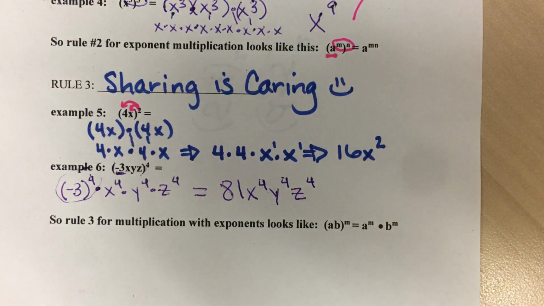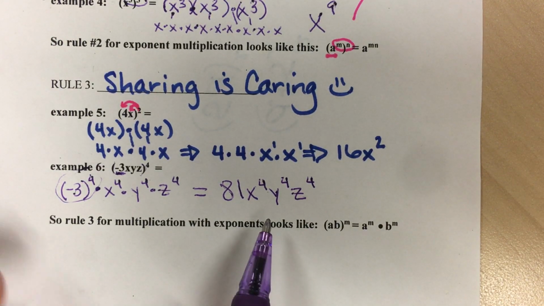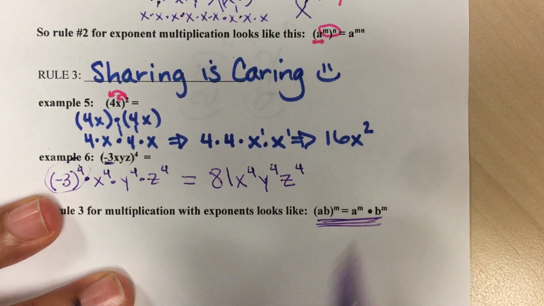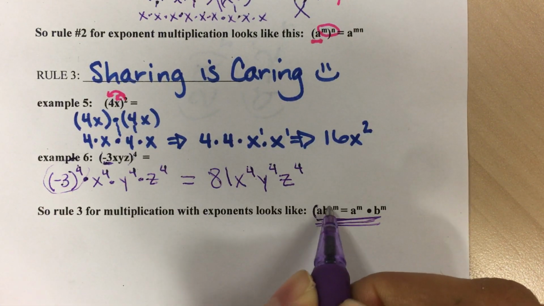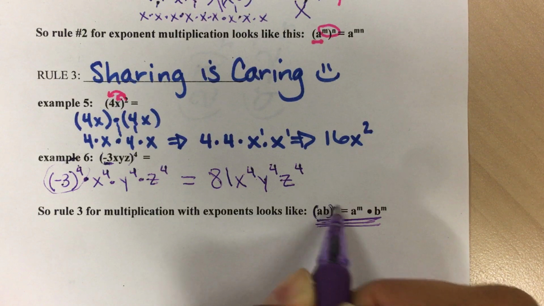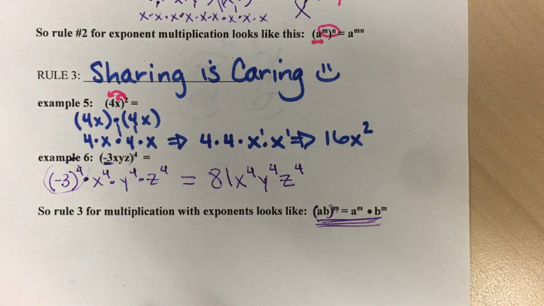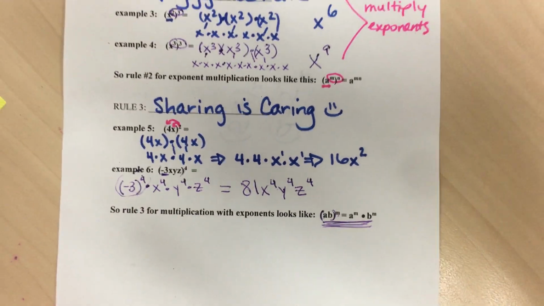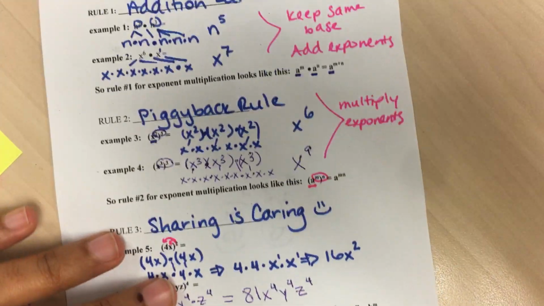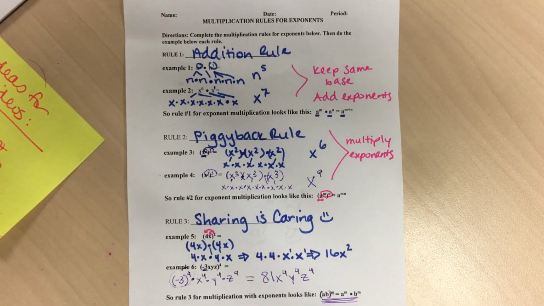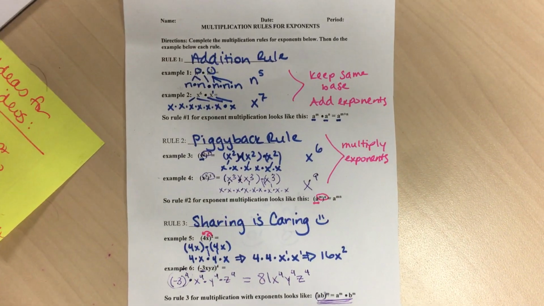Parentheses matter. Okay, so once again, the official looking sharing is caring rule looks like this. If I have two bases, A and B, inside parentheses and an exponent outside, what happens? The A gets an M, the B gets an M. Okay, sharing is caring. That is an overview of all three of our exponent rules. I hope those were easy to understand.